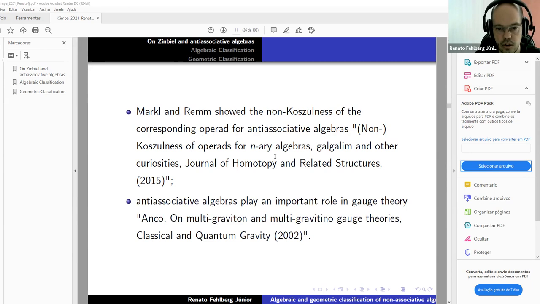And also, antiassociative algebras appear in gauge theory. You can see this in this paper by Ancona. And of course, there are other results and papers where antiassociative algebras appear.